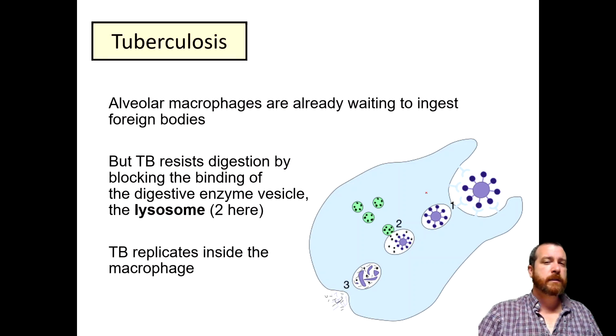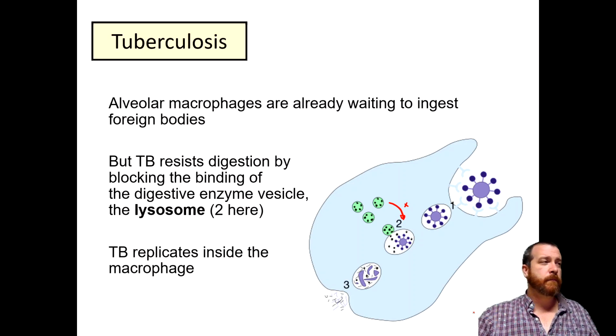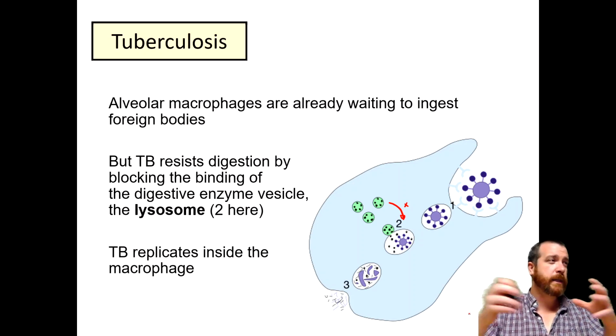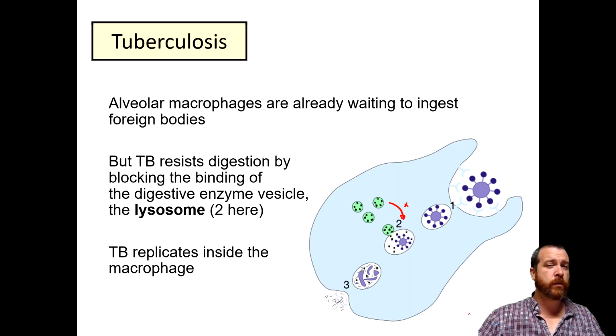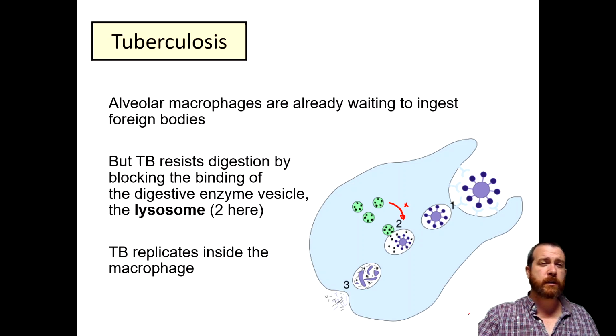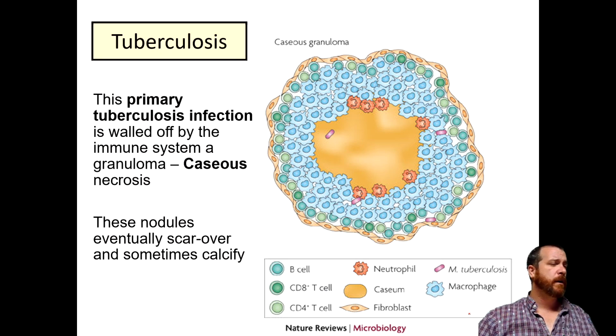But what TB does is block this process by which we meld a lysosome, filled with these caustic digestive enzymes, with that phagosome. We can't ever bind those. So the macrophage ends up eating the tuberculosis, and it just sits there, right? Just hangs out. We can't ever destroy that macrophage. We can't ever destroy that tuberculosis. That's why eventually the macrophage fills up and ruptures with a bunch of live tuberculosis bacteria.